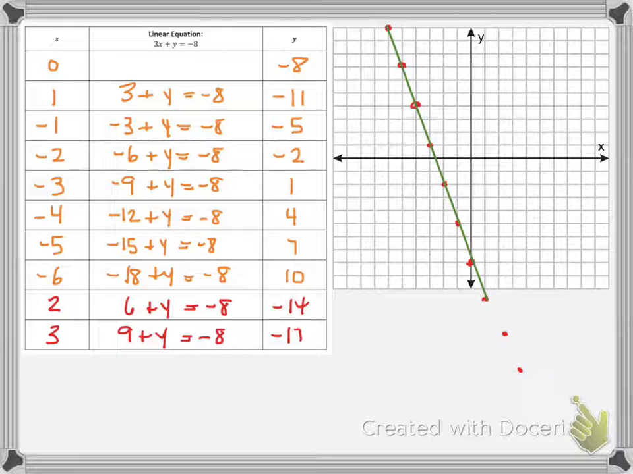So we could continue to do this to infinity. There are an infinite number of possible x values that will create an infinite number of possible y values, and so therefore we would have an infinite number of possible ordered pairs. Okay, that's the first one.